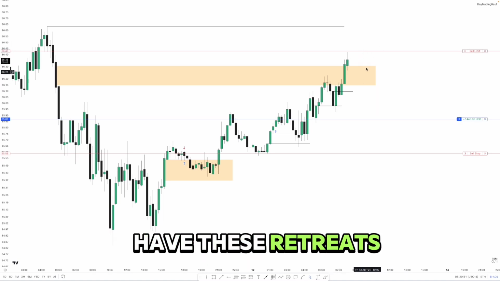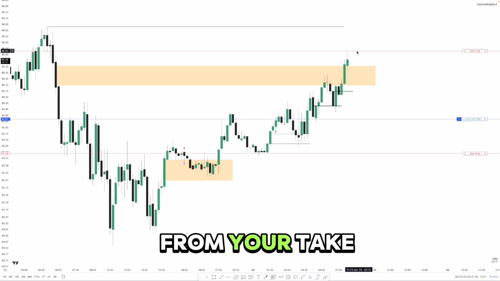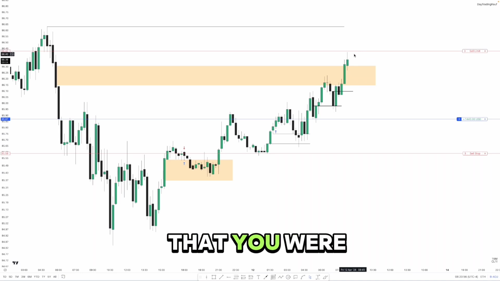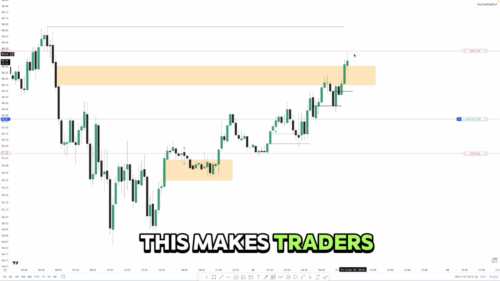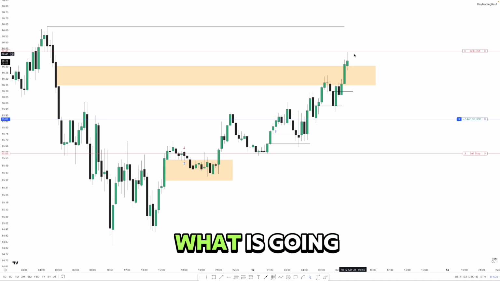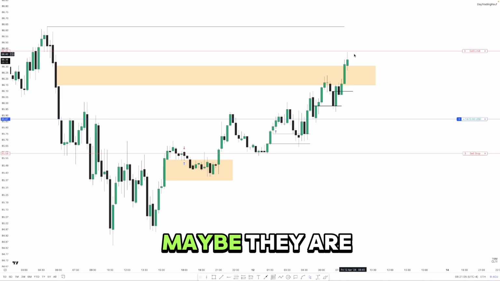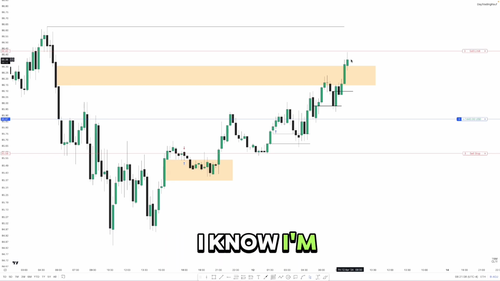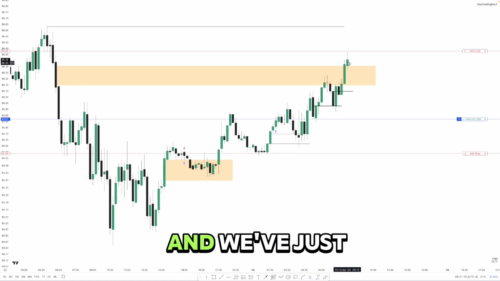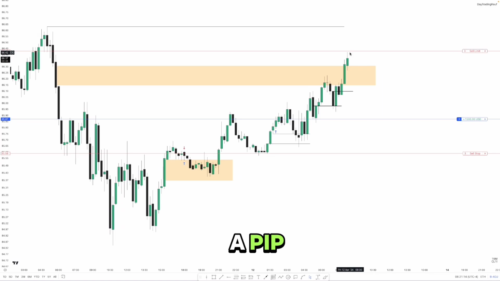And when we have these retracements like this, price trades away from your take profit or an area that you were looking for. This makes traders who are new to the market or don't know what is going on start thinking maybe they are wrong. However, I know I'm right, price is going to trade higher, and we've just missed my take profit by half a pip, but we are eventually going to take it out, and the best thing to do is just wait.